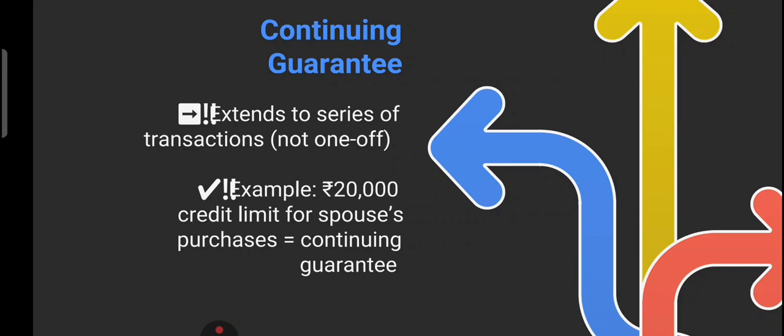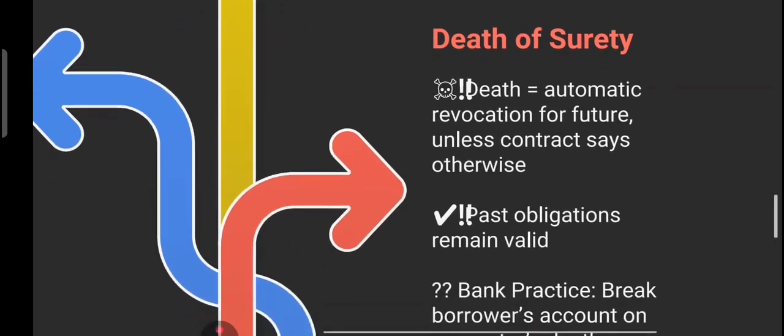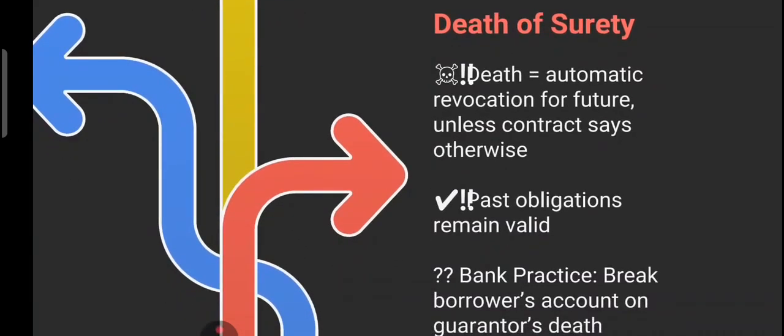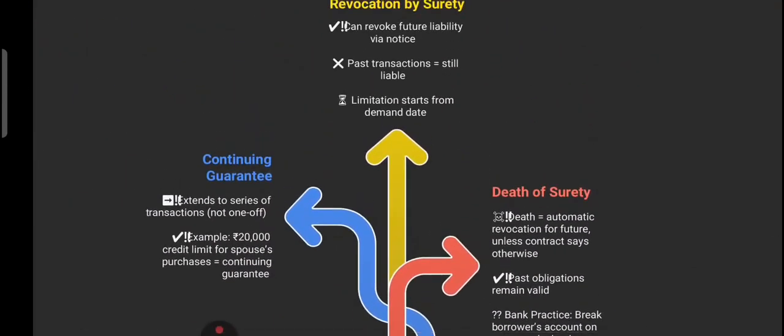So unlike a one-time guarantee, a continuing guarantee covers a series of transactions. And the third thing is death of surety. Upon the surety's death, the guarantee is automatically revoked for future transactions unless the contract clearly states otherwise. However, any past obligation still holds; the liability does not vanish. So the creditor has a strong right.